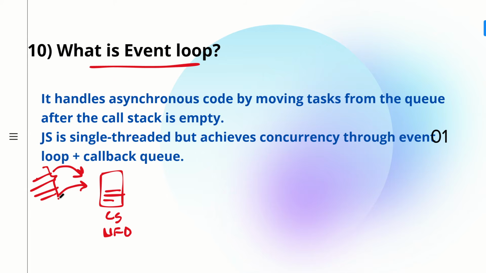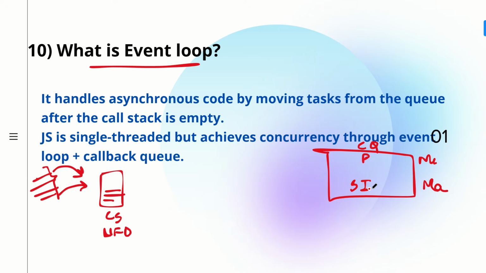But with asynchronous code, by which I mean API calls, promises, set timeout, set interval, these things, there is something called the callback queue. And in the callback queue we also have something called the micro task queue and the macro task queue. In the micro task queue you have promises, and in the macro task queue you have set timeout and set interval. Okay, so this is our queue.